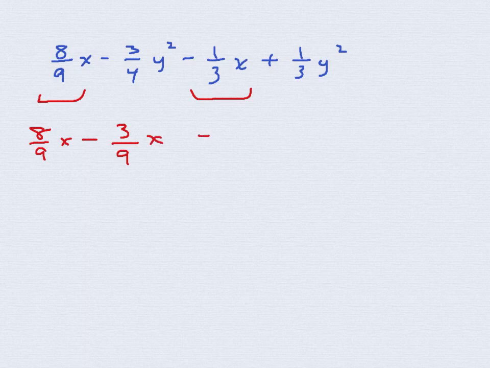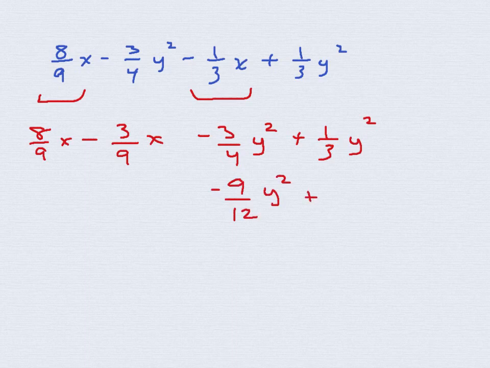And now I have to deal with my y terms. Y squared terms, in fact. So minus 3 over 4 y squared plus 1 over 3 y squared. Those need to be made into a common denominator. I'm going to do this into a 12. So 4 goes into 12 3 times, so minus 9 over 12 y squared plus, I'm going to change the y squared into a 12 times by 4.